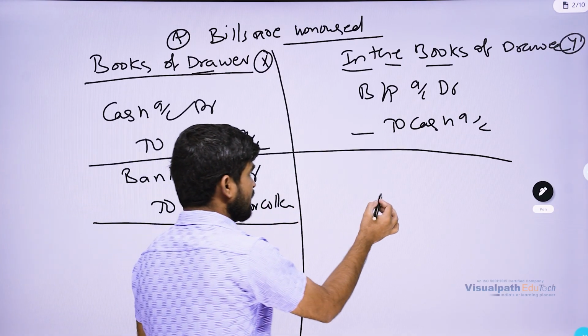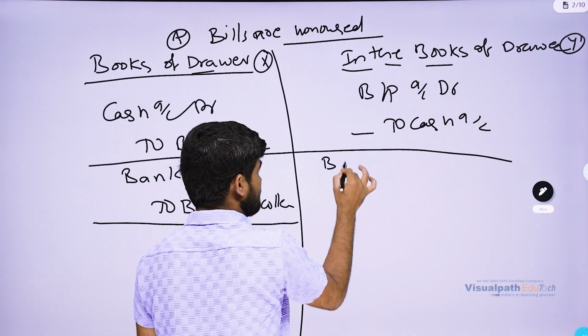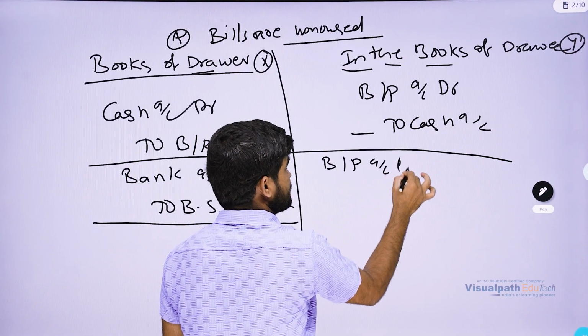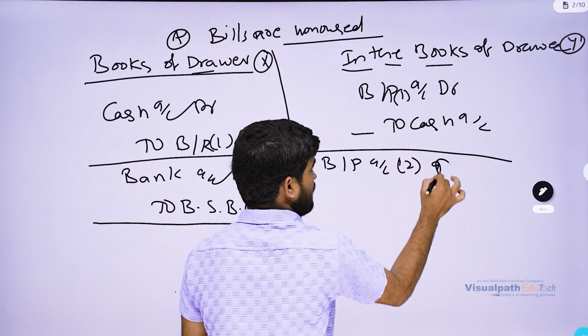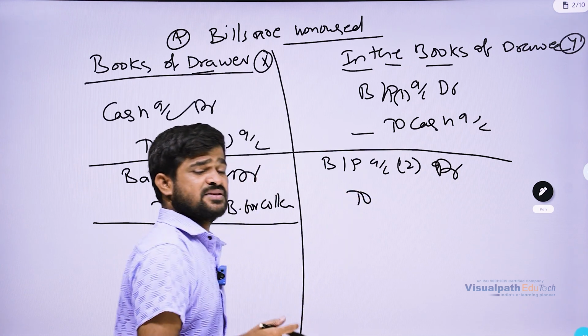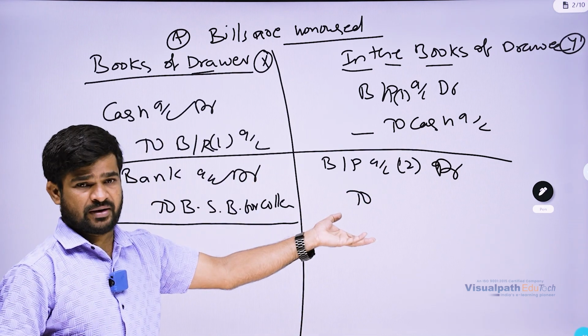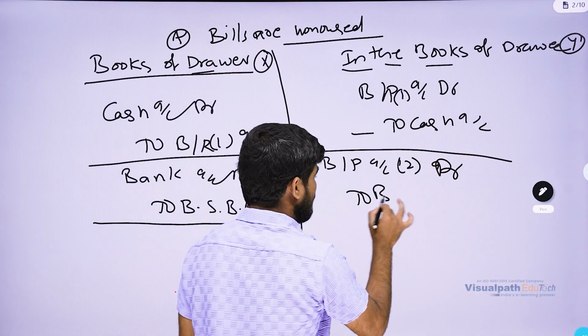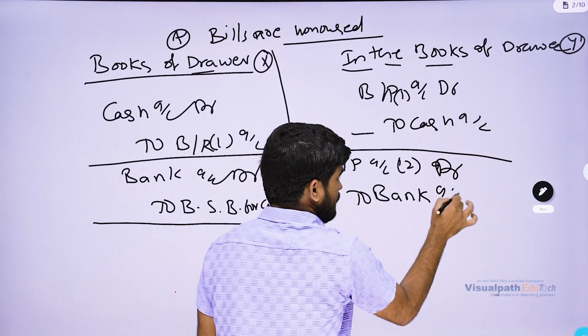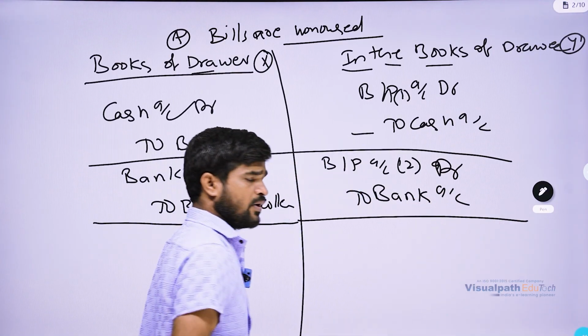Next, come to the drawee. What will be the entry? Same entry, bills payable account debtor, which is bill number 2. Bill number 1 is this, bill number 2 account debtor. So what is he paying? Consider he is paying the money to the bank, because here the bank is collecting the bill amount. So we'll consider it as bank account. This is the second bill honor entry.